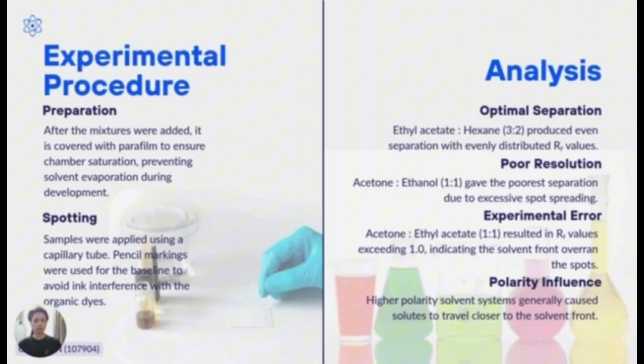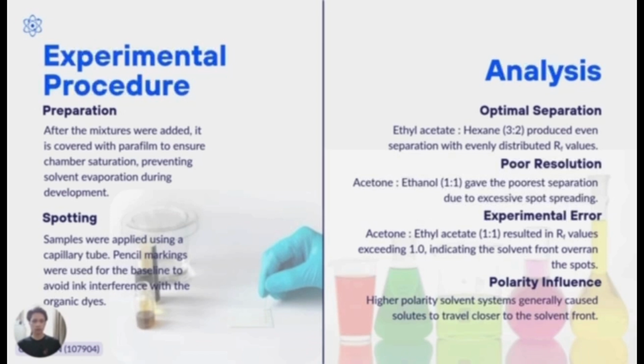Additionally, pencil markings were also used for the baseline to avoid ink interference, as would happen if we used a pen with the organic dyes. So, based on the analysis that was seen during the calculation, the most optimal separation is the ethyl acetate to hexane with the ratio of 3 to 2, which produces an even separation with evenly distributed RF values, while the poorest one is acetone to ethanol in a 1-to-1 ratio due to the excessive spot spreading.